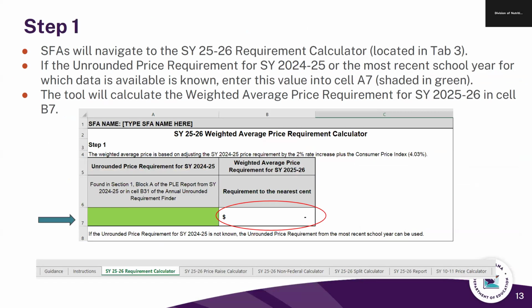So step 1, you're going to navigate to the 25-26 requirement calculator tab, which is located in tab 3. If you know the unrounded price requirement for 24-25, or the most recent school year for which that data is available, you're going to enter that into cell A7, which is shaded in green with the little arrow here. And the tool will calculate the weighted average price requirement for the 25-26 school year into cell B7, which is circled on the screen.